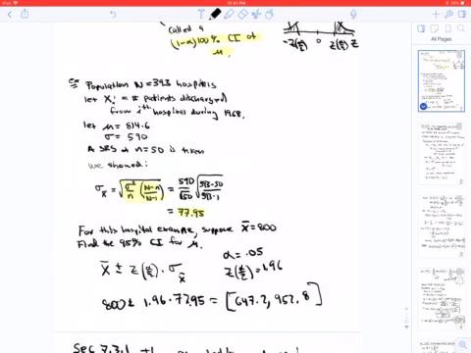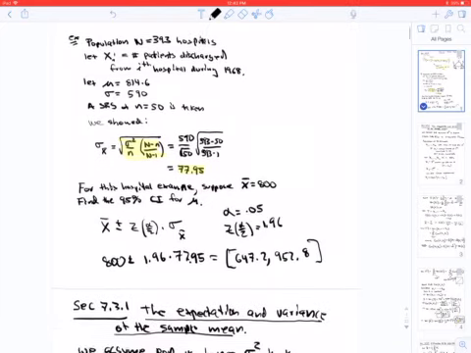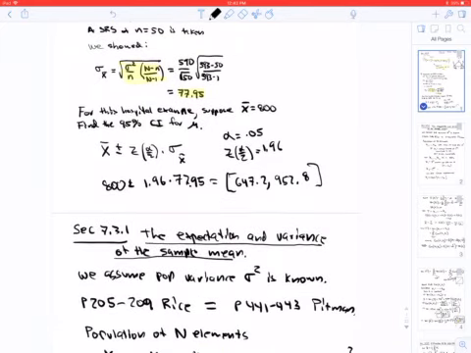I'll just let you read this on your own, but basically if we're given that the sample mean is 800, then knowing that alpha is 0.05, and the z alpha over 2 is 1.96 that we saw last time, that gives us our confidence interval.